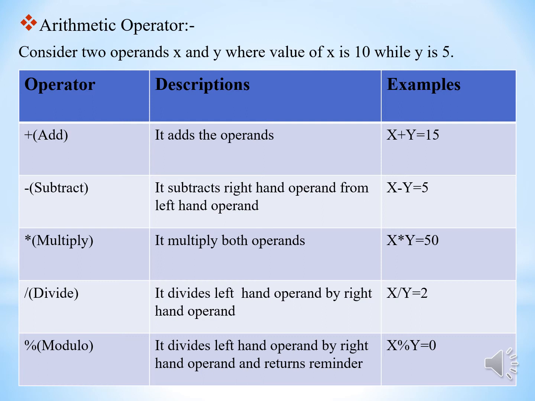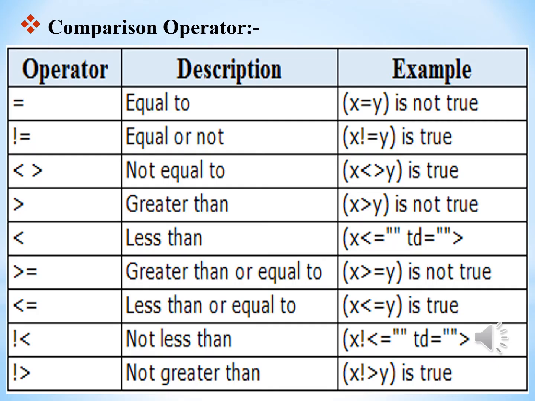Then the modulus sign. It divides the left hand operand by the right hand operand and returns the remainder. The remainder is 0. Then x modulus y is equal to 0. Then next is comparison operators.